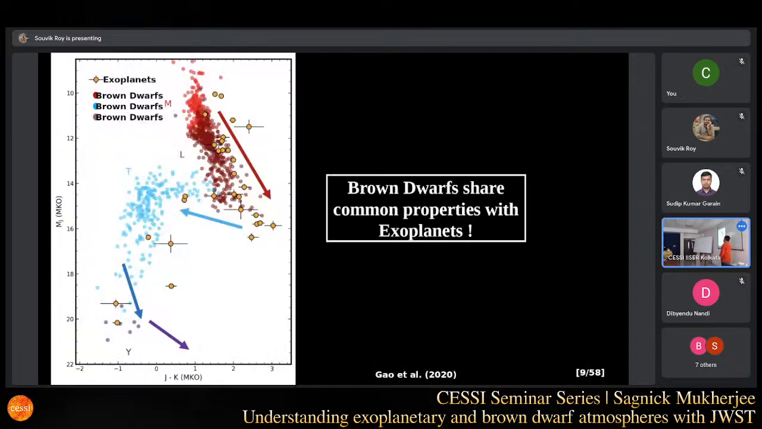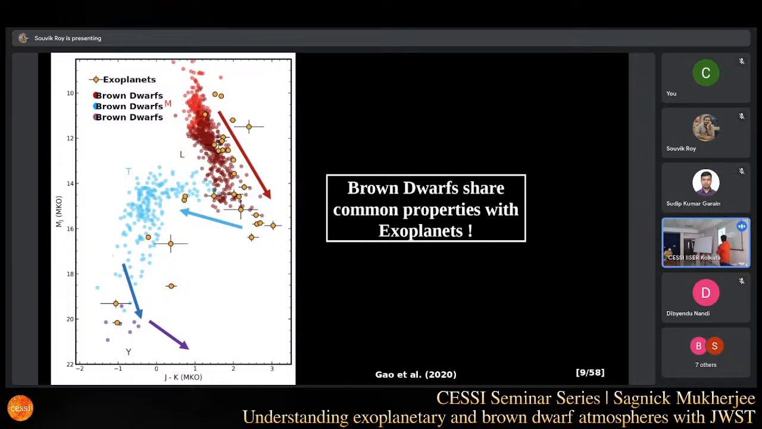Let me show you another example of how brown dwarfs are similar to exoplanets. This plot is basically showing you a color magnitude diagram, or an observer's HR diagram. The y-axis is the magnitude or the luminosity of your source, the x-axis is the temperature. And all these solid points, the red, blue, and violet you see, is how brown dwarfs land on this diagram. And the yellow points are how exoplanets land on this diagram.